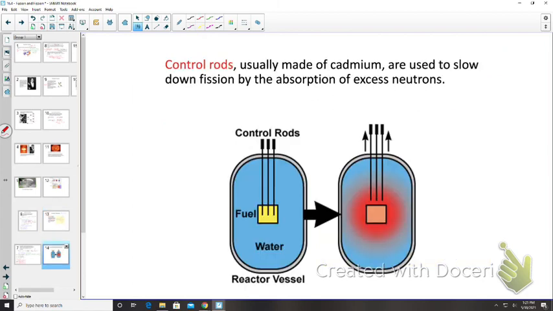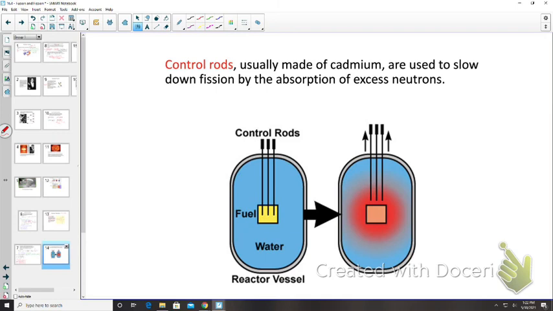Within nuclear reactors, control rods, which are typically made of cadmium, are used to slow down fission by the absorption of excess neutrons. Now, as we found in the case of Chernobyl, these control rods were not able to be inserted, so they were not able to slow down the fission. The nuclear reactor eventually became out of control. Too much heat was being produced, and then we had that big explosion.